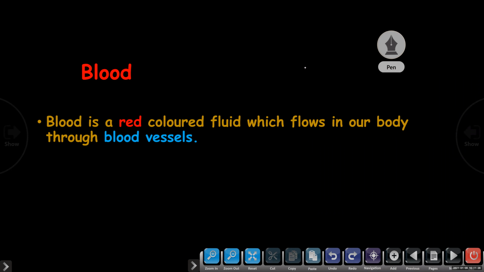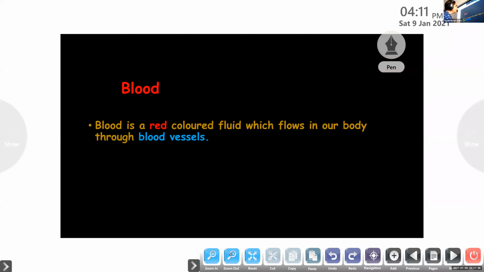Okay, so here we can see about blood. Blood is a red-colored fluid which flows in our body through blood vessels. How can we define blood, Avanish? How can we define blood? Define blood.